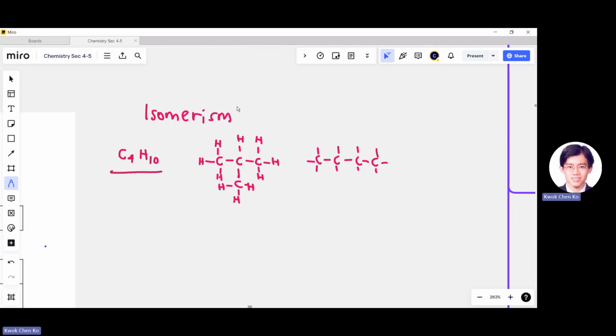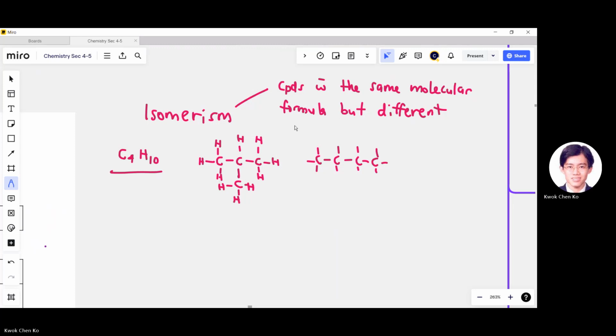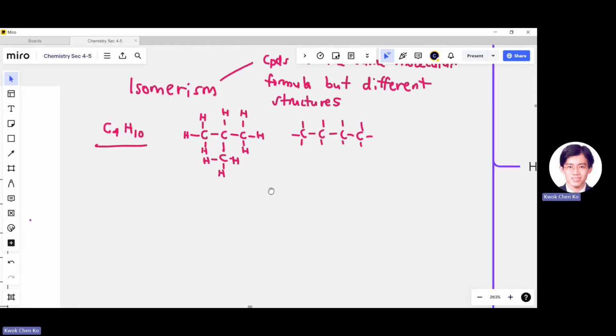So I want you to write this down. Isomers means compounds with the same molecular formula, but different structure or different structural formula. That's it.